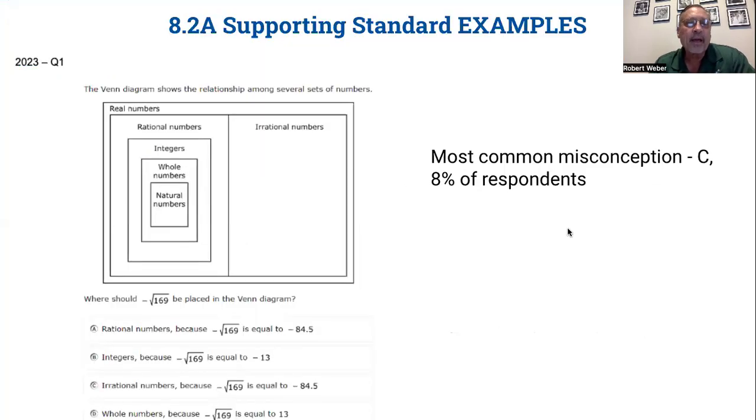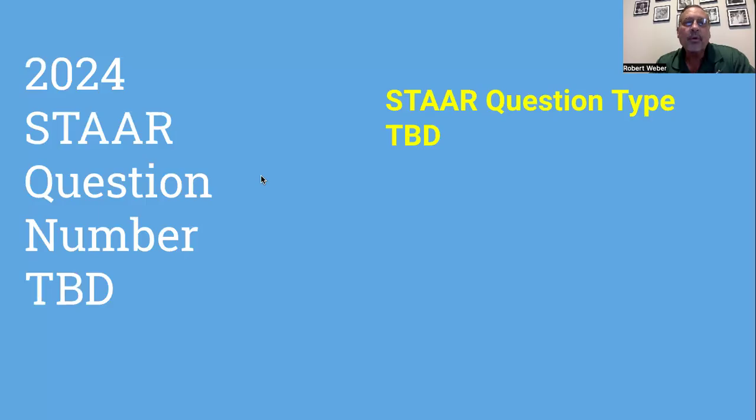Here's the example of that. This one is negative square root 169, which of course simplified is negative 13. And so you would place that within which of the Venn diagram areas would represent that. 2024 STAAR question, should there be one, I will add it.